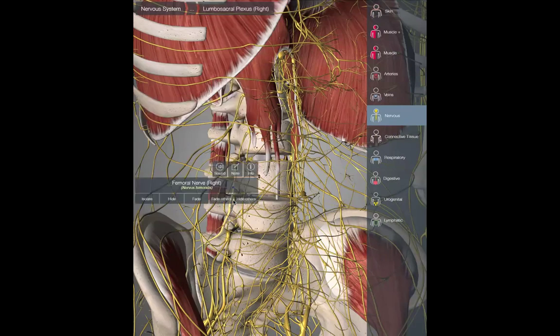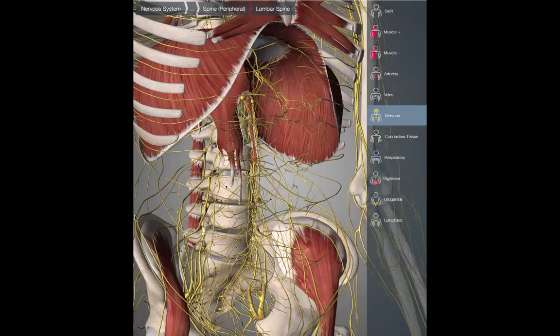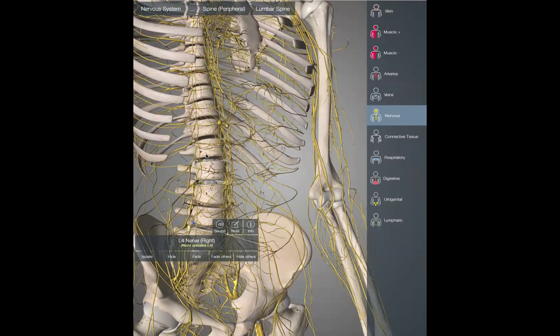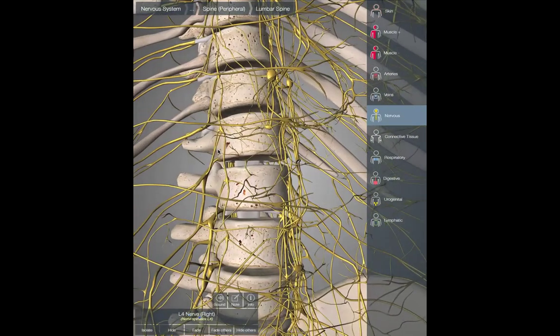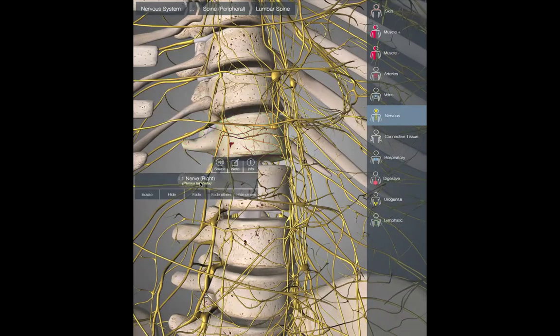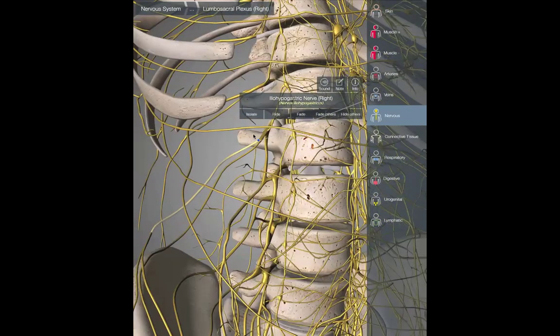So L2, L3, L4. This is the lumbar plexus. So anterior rami of L1, L2, L3, L4. Next, we're going to talk about the branches. The first one we have to talk about is the iliohypogastric nerve. It's maybe hard to find, but it starts from L1. It should be here. L1. Yes, iliohypogastric nerve.